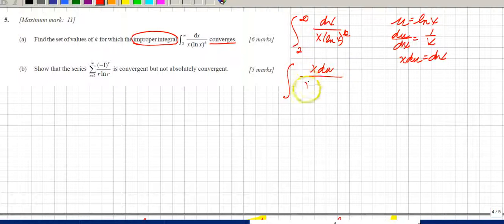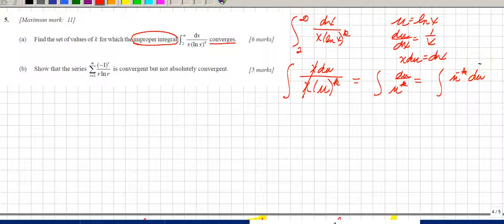The x in the denominator is still there. Ln x has now been replaced by u to the k. Well, you can see the two x's cancel, so we're just left with the integral of u to the k. Well, let's rewrite that as u to the negative k du.